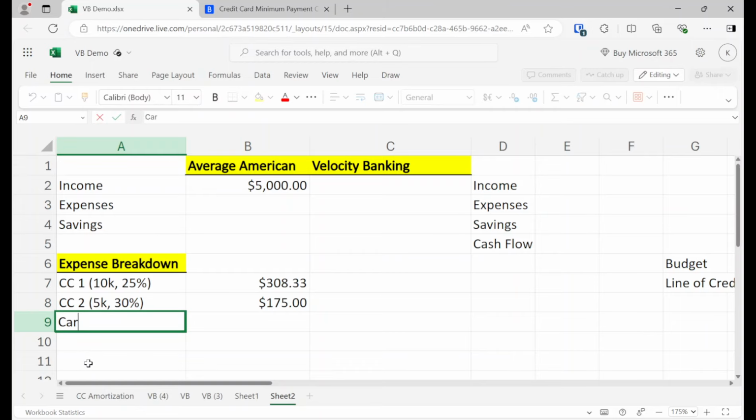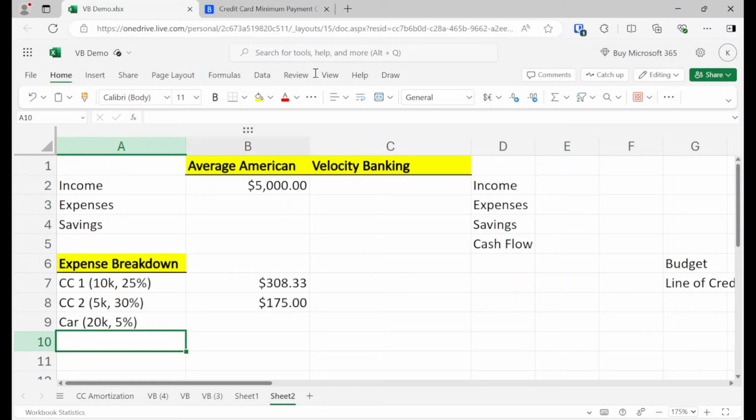But let's put a car here. So car, and then we'll say, do they have down payments on cars? We'll say maybe we got a small down payment, and then we'll say 20K, right? 20K, and we'll say 5% interest rate. And so when we're dealing with things that are not credit cards, we have to use the amortization calculator.